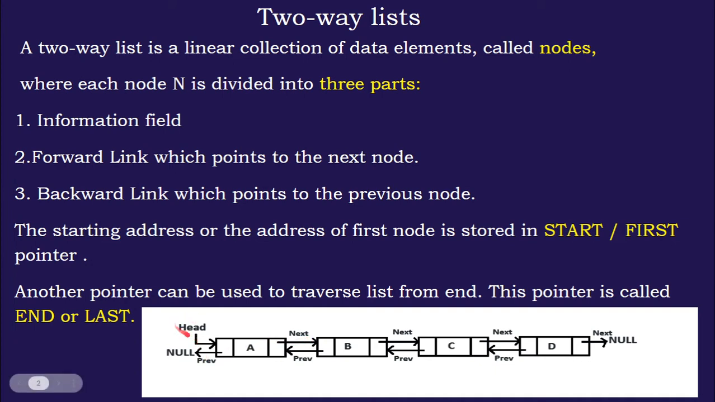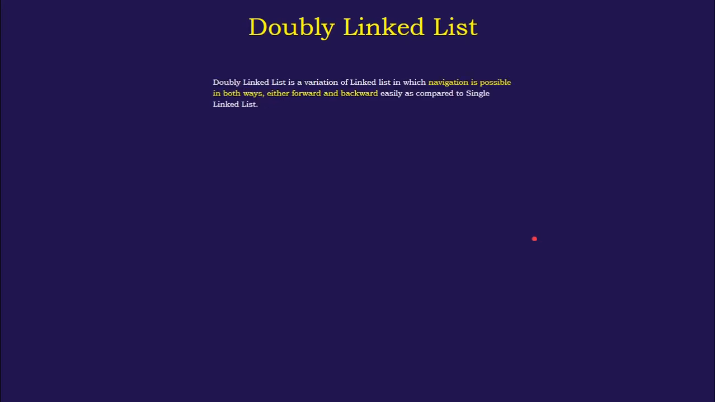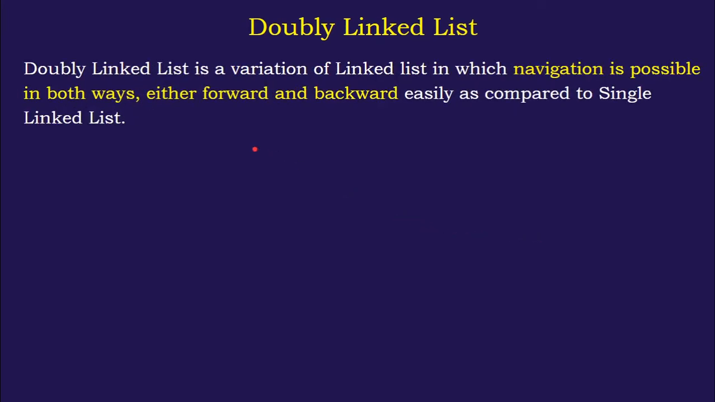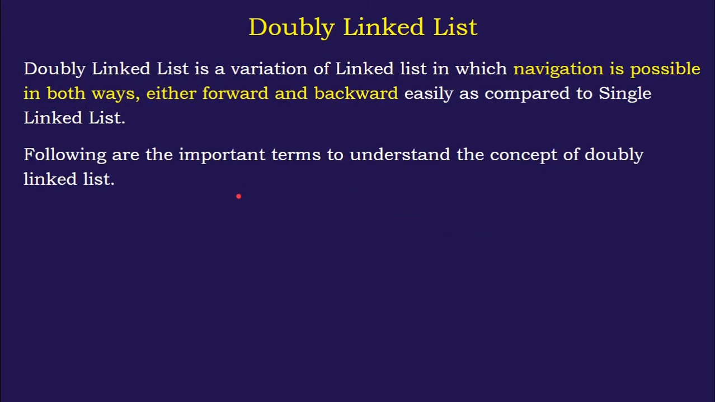So this is the header node which implies the starting of the list, and this null indicates the end of the list. Since it is two-way, the end can be in both the directions. Okay, let us see how the operations on the doubly linked list are done and how the pointers are fixed.